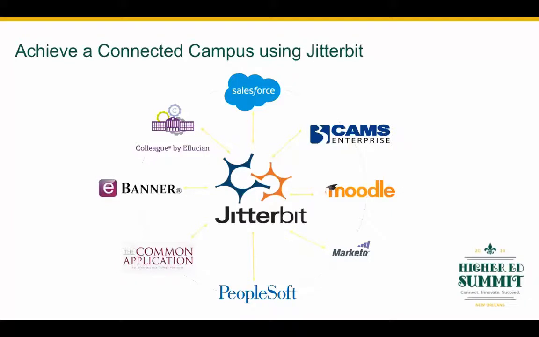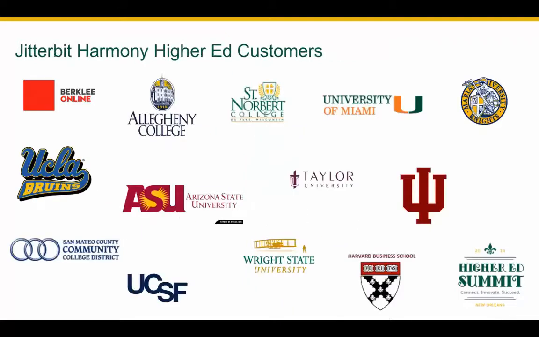You've heard the term connected campus, and for higher education, these endpoints that need connected include not only Banner, which we all hear about frequently, but they can include Colleague by Ellucian, CAMS, PeopleSoft, LMS systems like Moodle, financial ERP systems, and even homegrown systems. A connected campus is not only possible, but it's easy using Jitterbit.